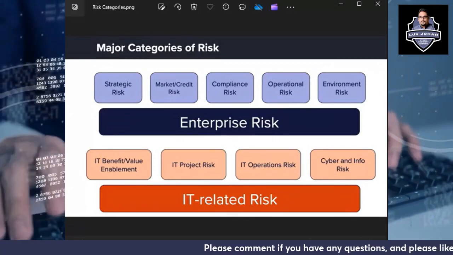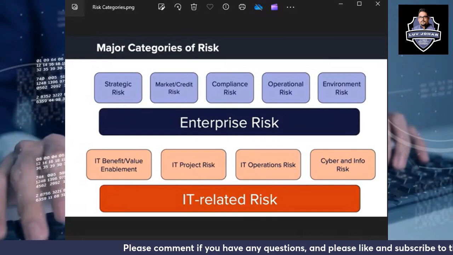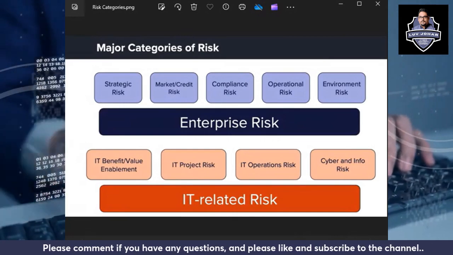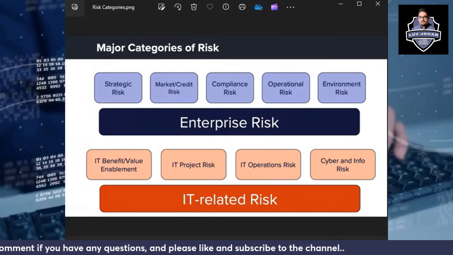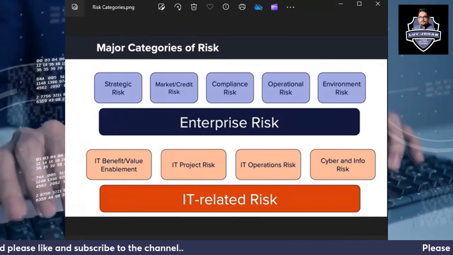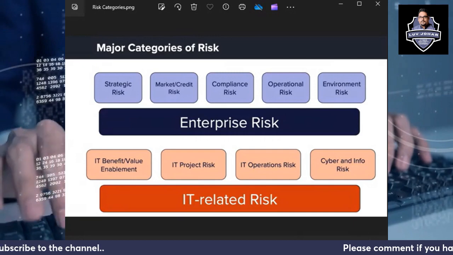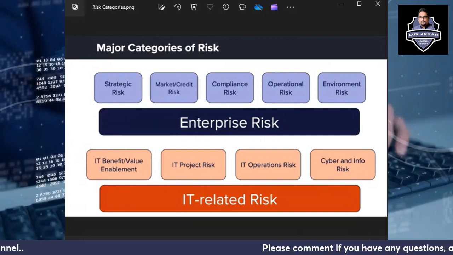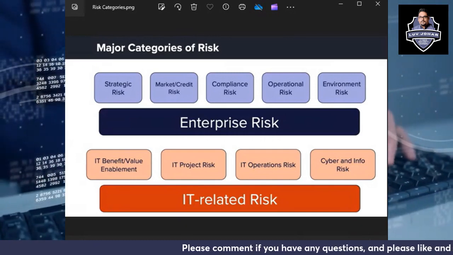So, enterprise risk is a risk which is faced by a business, an enterprise, an organization. Any type of risk that is faced by organizations is defined as enterprise risk. Major categories are strategic risk, market risk, compliance risk, operational risk, and environmental risk.